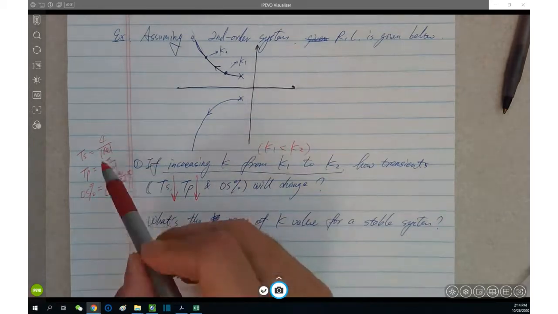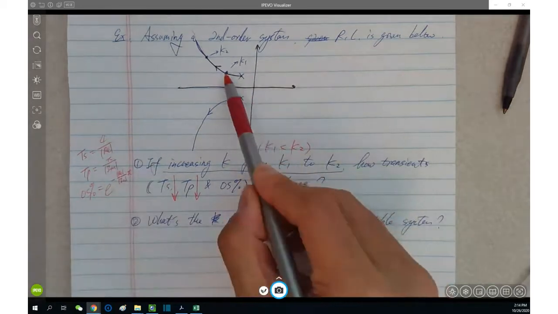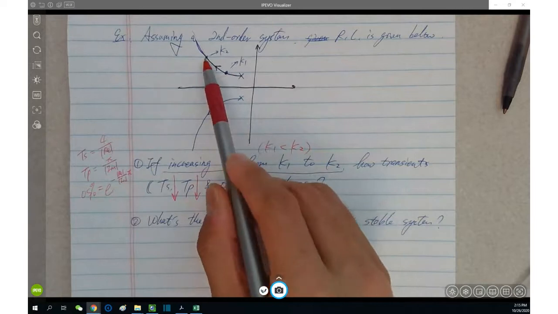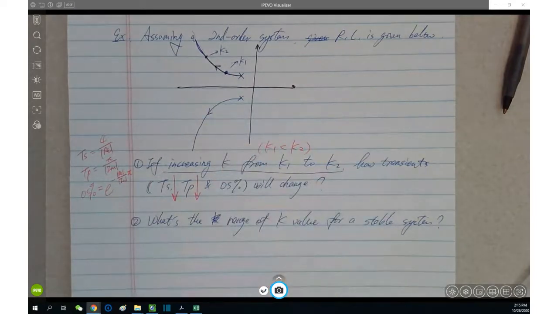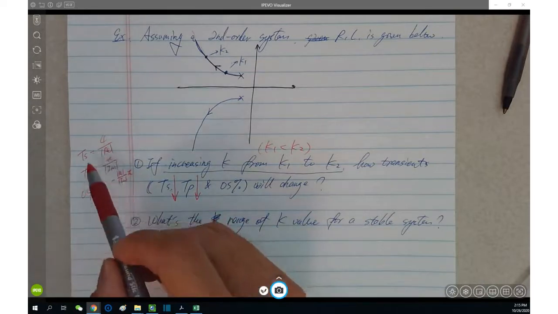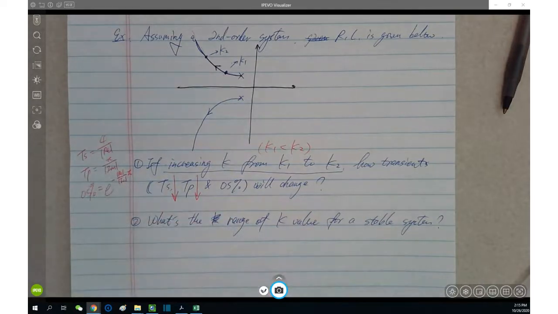Well, because of this, right? You're moving from here to here. Both the real part and the imaginary part magnitudes are increasing, right? Both magnitudes are increasing. Therefore, both TS and TP are decreasing. Good.